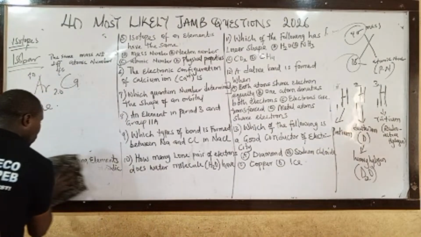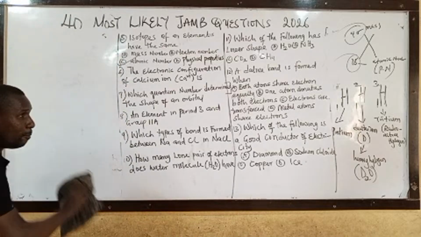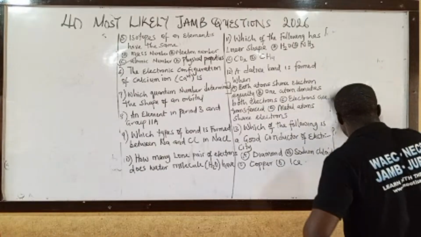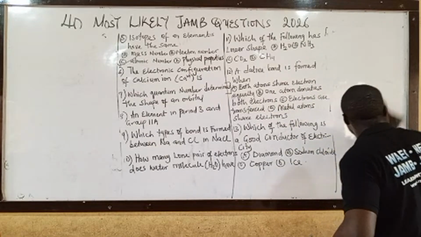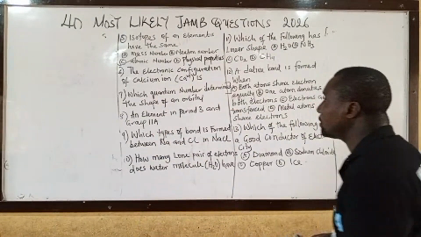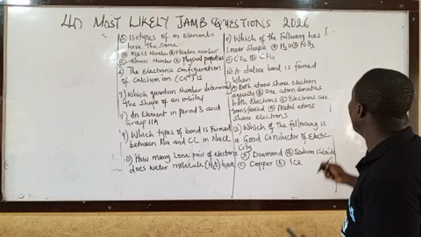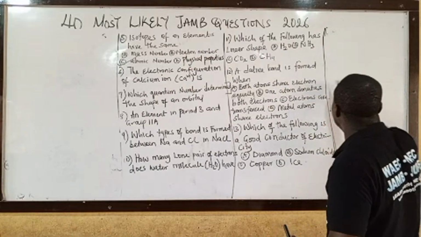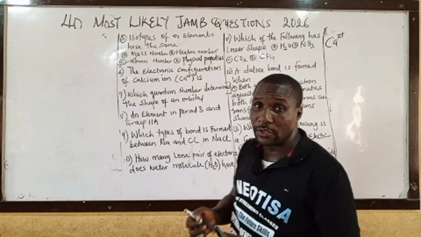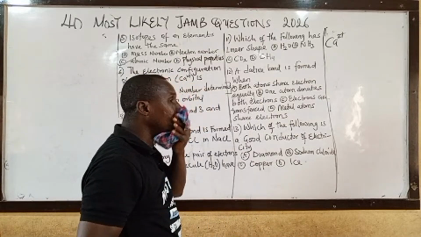Number 6. Let's look at number 6. What is number 6? The electronic configuration of calcium ion.